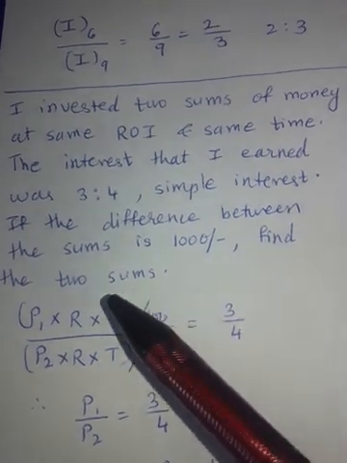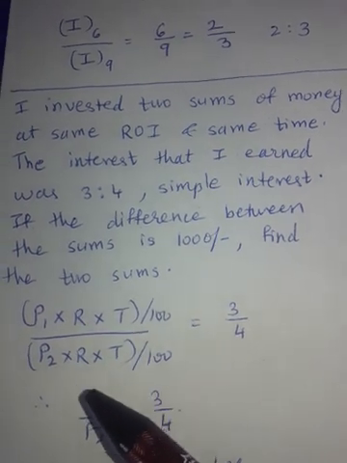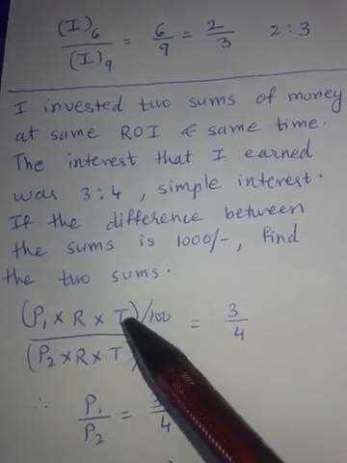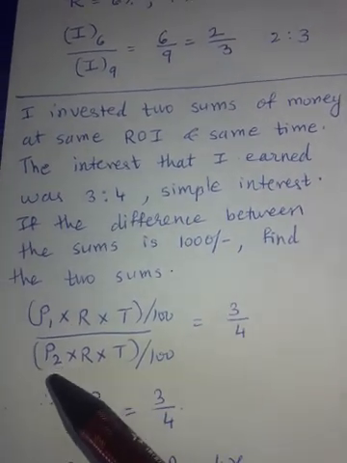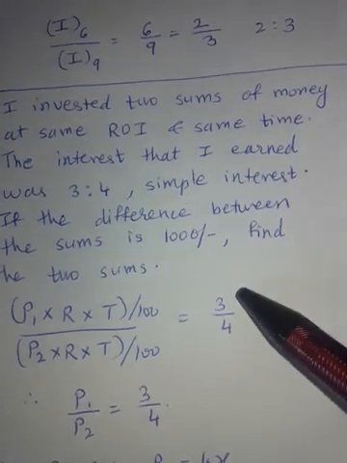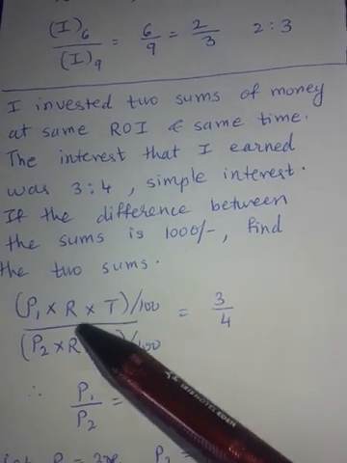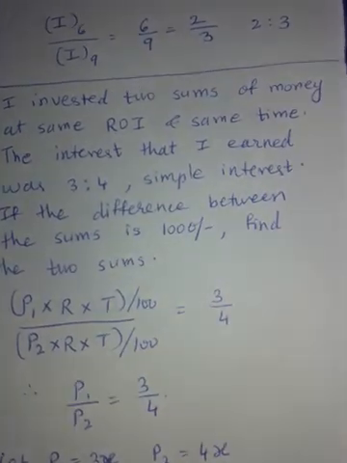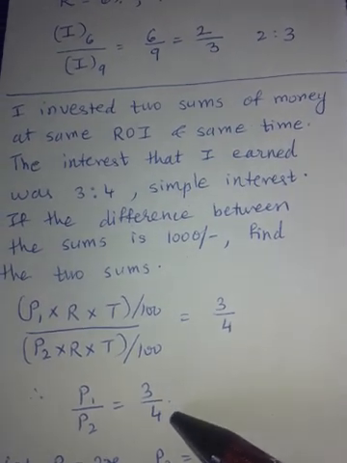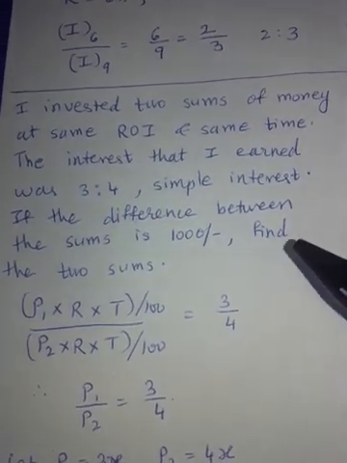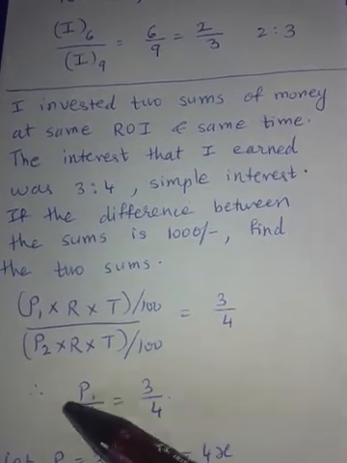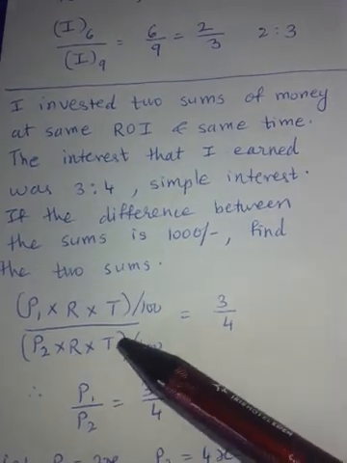So I am going to assume two sums as P1 and P2. And how do we find the interest? They are saying R and T are same. So P1 into R into T upon 100 upon P2 into R into T upon 100. These two are interest. They are in the ratio 3:4. So this R, T, 100, everything will get cancelled. They are same. So P1 upon P2 is equal to 3 upon 4. That means what is happening here? Now the ratio of interest is same as ratio of principal, since these two are same.